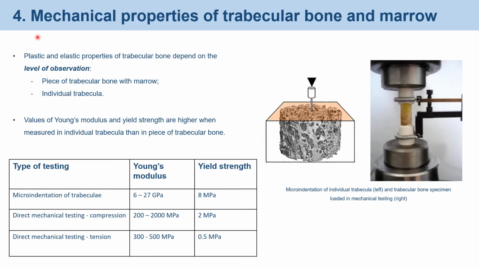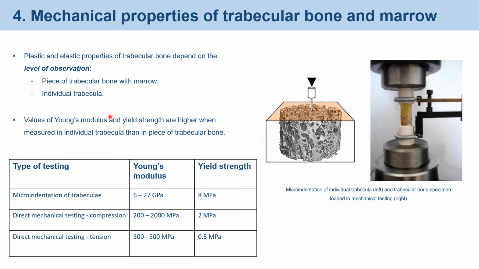And let's now talk about mechanical properties of trabecular bone and bone marrow. Plastic and elastic properties of trabecular bone depend on the level of preservation of these properties. It may be a piece of trabecular bone with marrow, where we can measure mechanical properties by direct mechanical testing, for example, compression and tension, as shown here.